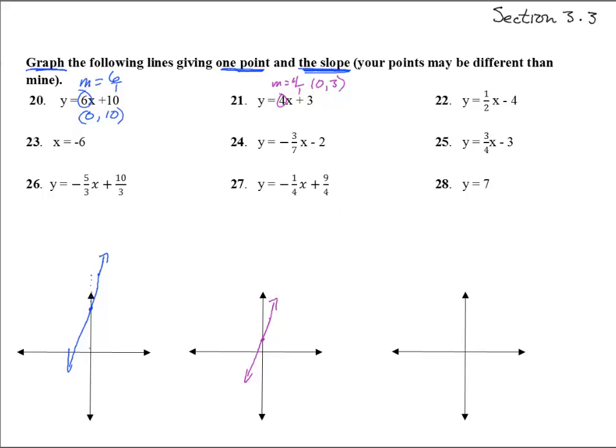Number 22. Slope equals 1/2, and the intercept is 0, negative 4. So 0, negative 4 is right there. Now this means we rise 1 and run 2. Up 1 over 1, 2, that's our next point right there. I guess we could find out what that was. If we rose 1 and then ran 2, 2, negative 3 is the next point on there. That's pretty cool.